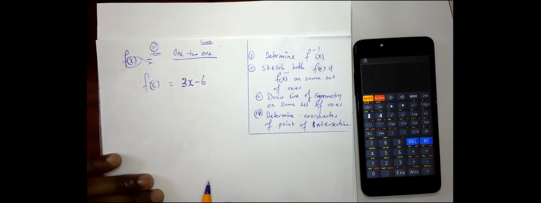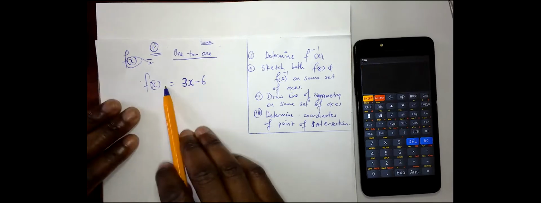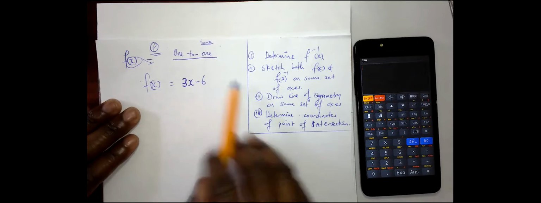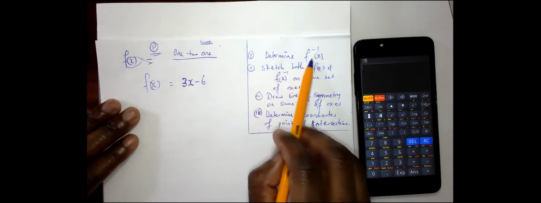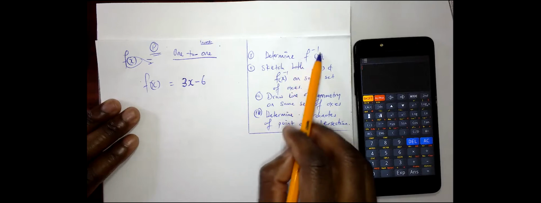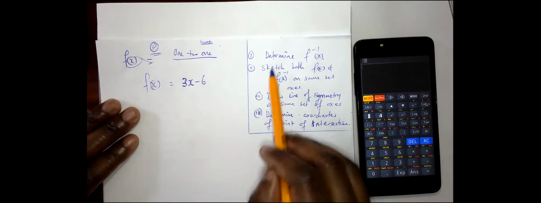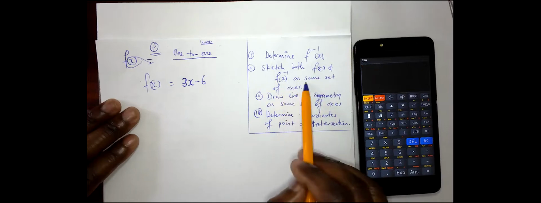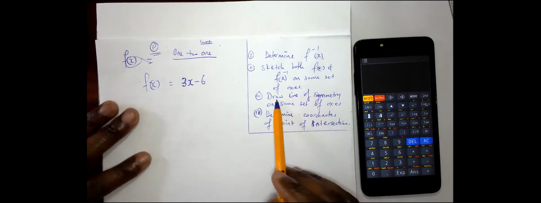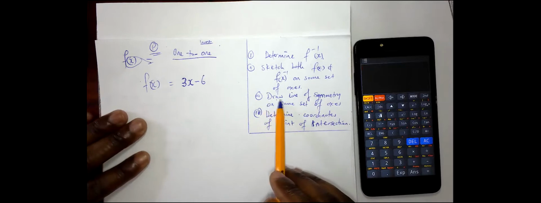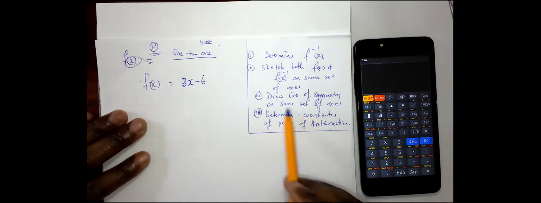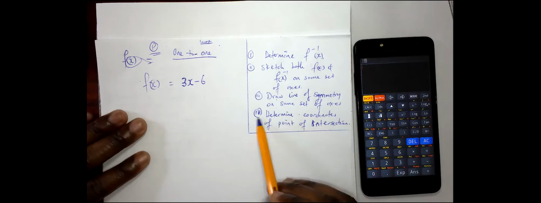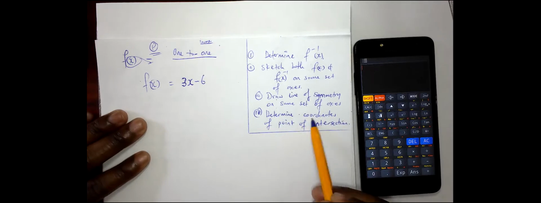Our question on linear function is: we have an equation here, f of x is equal to 3x minus 6. The first question says determine the inverse of f of x. The second question says sketch both f of x and the inverse on the same set of axes. The third question says draw the line of symmetry on the same set of axes. The fourth one says determine the coordinates of the point of intersection.